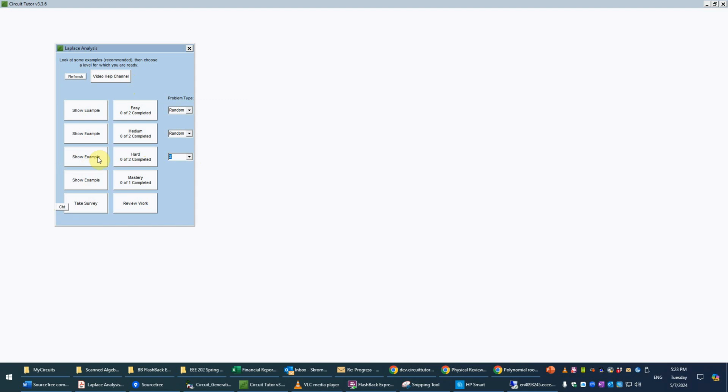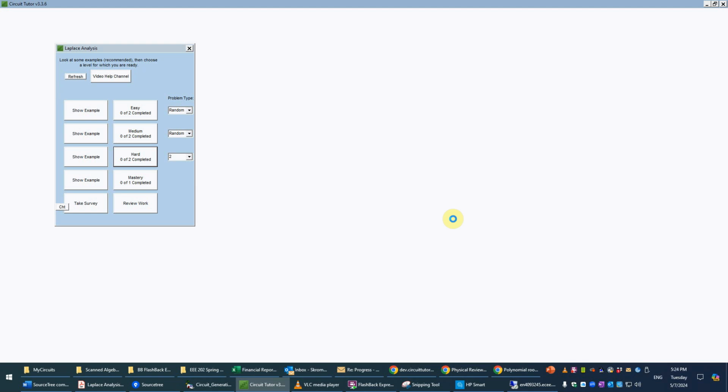Now, we always recommend that you look at some examples prior to starting the problems yourself. That will generally give you a lot of good information about how to work the problems. But for right now, in the interest of time, I'm going to go straight into a problem. So we'll go ahead and generate a problem here.